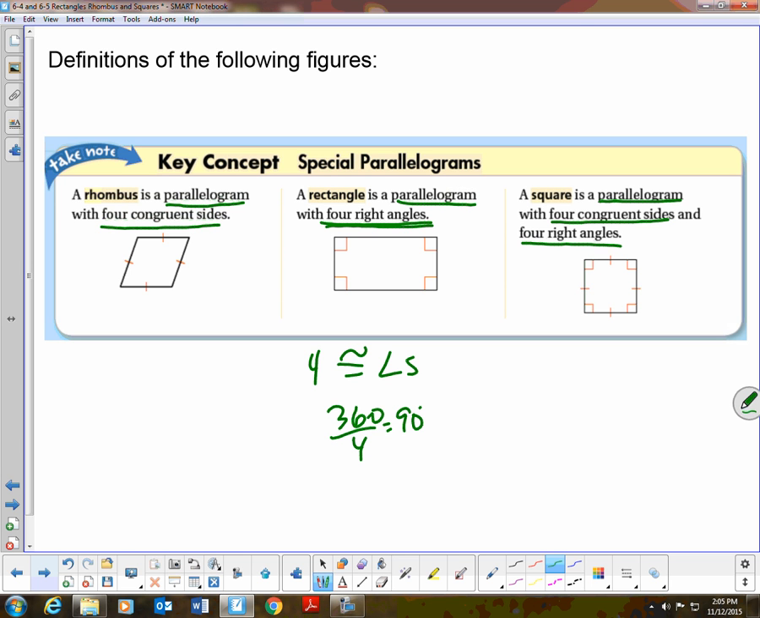So these figures are all parallelograms. That means they have all the properties of a parallelogram plus other things. The other things we start off with are the definitions, which are four congruent sides and four right angles, and then the square is a mix of both of those.